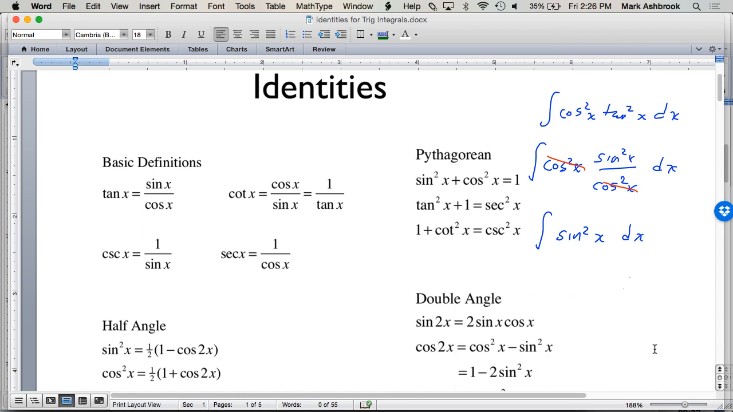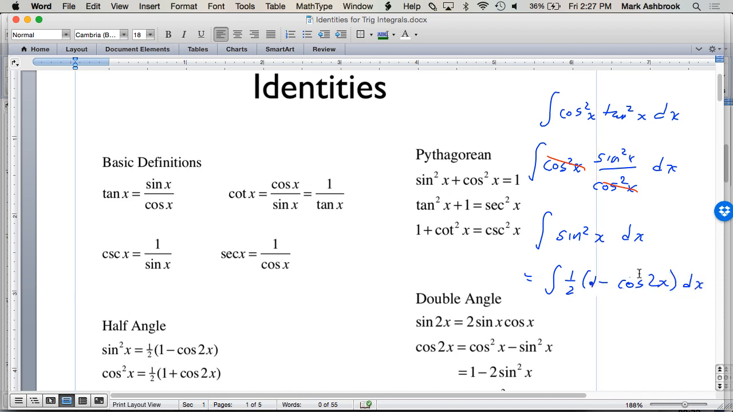So we've got some different choices. We could use Pythagorean, and sine squared would be 1 minus cosine squared. Would that help? Kind of takes us in a circle, because now instead of sine squared, we'd have to do cosine squared. Well, that's really the same thing, right? So that doesn't help. What else we got? Half angle. So does that help? 1/2 times 1 minus cosine 2x.